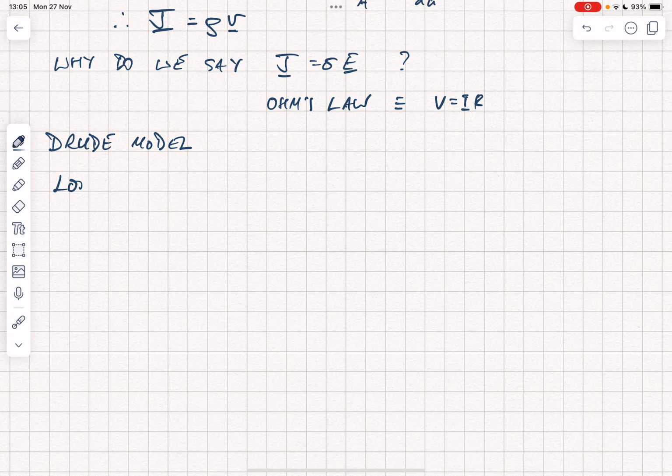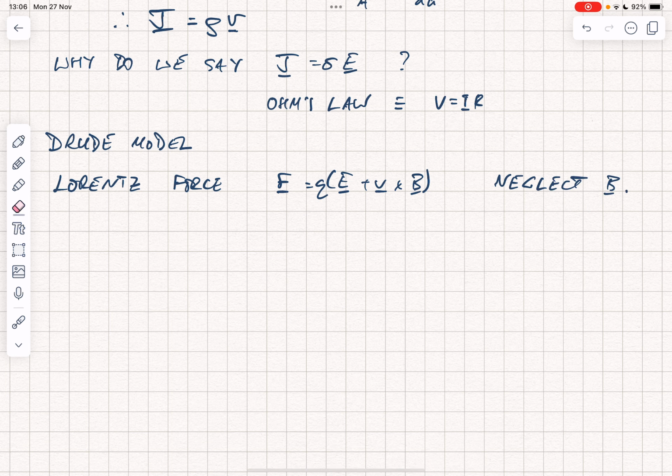We know that the Lorentz force on a charged particle is simply given by F is equal to Q into E plus v cross B. Now, in a typical conductor, we can neglect the effect of B, and we will do that for now.